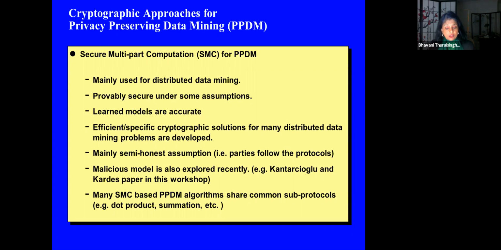But many secure multi-party computation-based privacy-preserving algorithms share some common sub-protocols like dot products, summations, and so on. What Dr. Murat has done is very interesting. He's also applied game theory, because what happens if your model is not entirely honest, right? A malicious model. There's a lot of development since then, and I've talked about it in some of my keynote addresses on adversarial machine learning. So I'm not going to talk about it in this presentation.